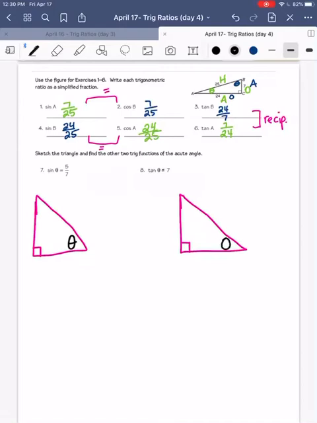I typically put it in the, I was about to say denominator, the bottom. I don't really, but you could put it up here if you wanted to, okay? All right, sine is O over H. Let's write SOHCAHTOA right here.